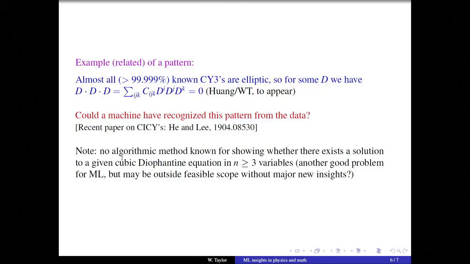There's a nice recent paper by Yang Hui and Li looking at this from the point of view of the CCs. Yang and I have been talking over the last couple of days about whether you could do this from this other representation that we use, which is different from the triple intersection numbers. But this is a hard problem. There's no algorithmic method, for example, known to show whether there exists a solution to a cubic Diophantine equation. So it looks like maybe this might be outside the feasible scope without a new insight, but maybe not.